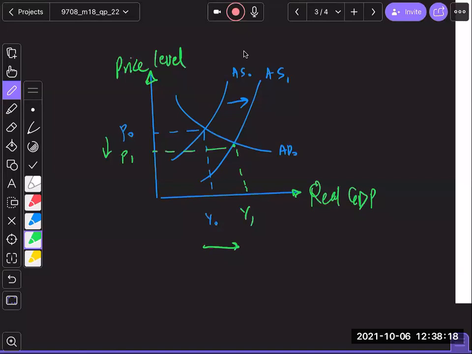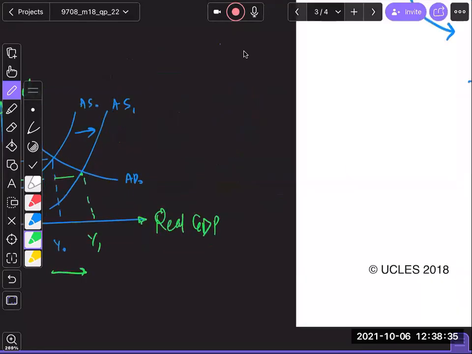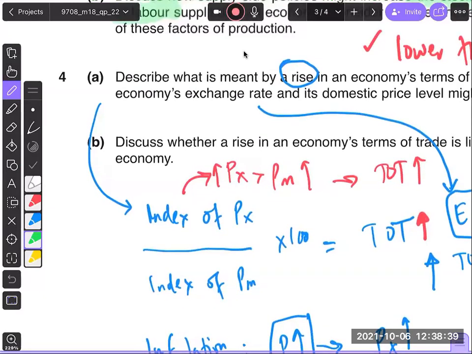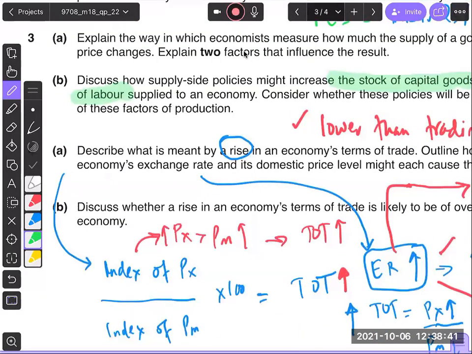The lower price level, higher GDP, right? So they're saying when you do supply side policies, you are trying to basically make the aggregate supply curve go to the right, and that can result in not only a lower price level but higher GDP. Now, you are trying to do two things, right? In the question they're saying how a supply policy might increase the stock of capital goods.